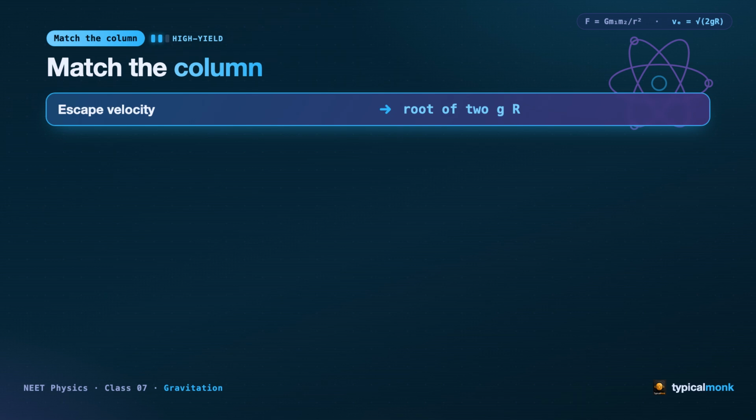Say each answer aloud before I reveal it. Escape velocity. The square root of 2gr. The least speed to leave a planet forever.